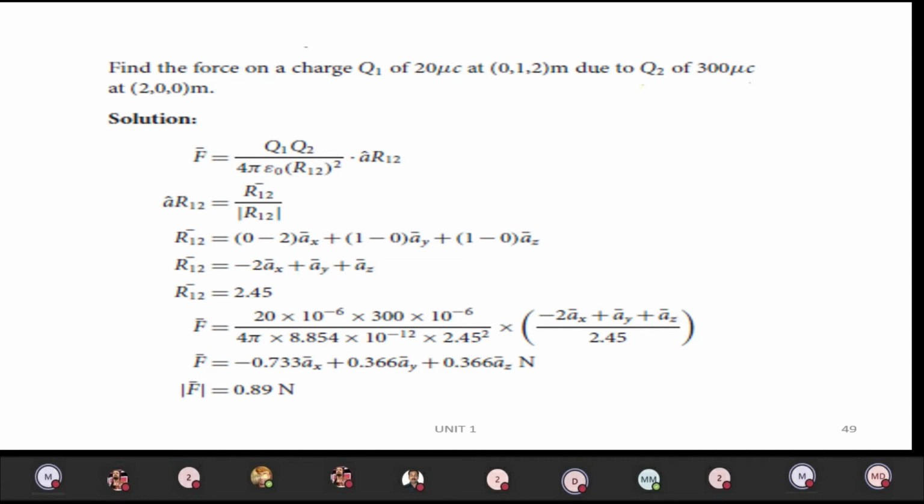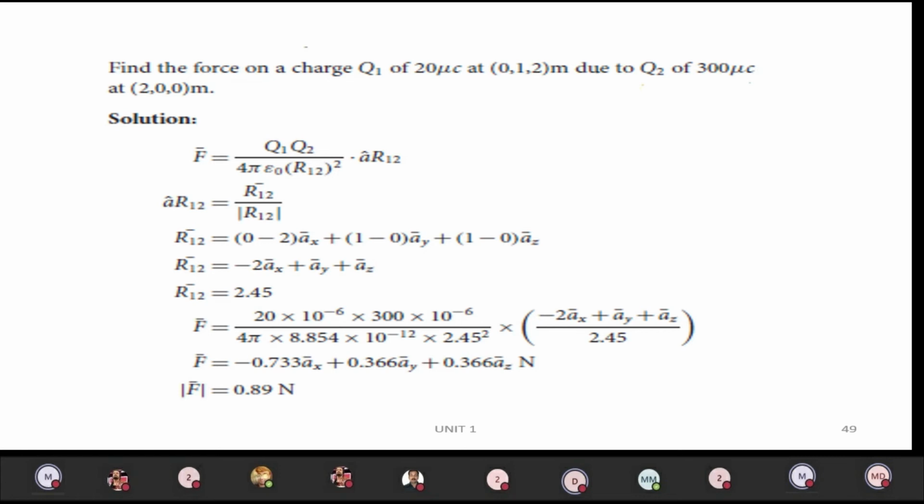Then you have to take the modulus. Modulus means root of minus 2 square plus 1 square plus 1 square, the whole root. We have to put the whole root. What we get is r12 as 2.45.